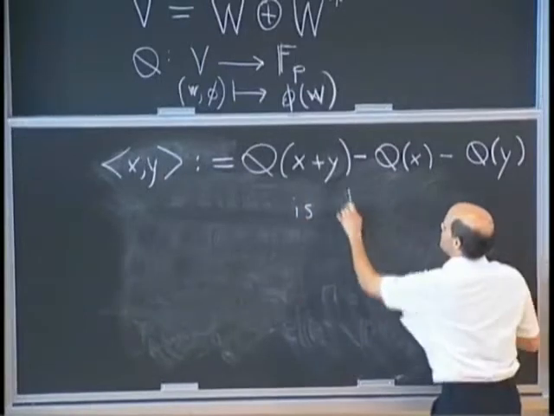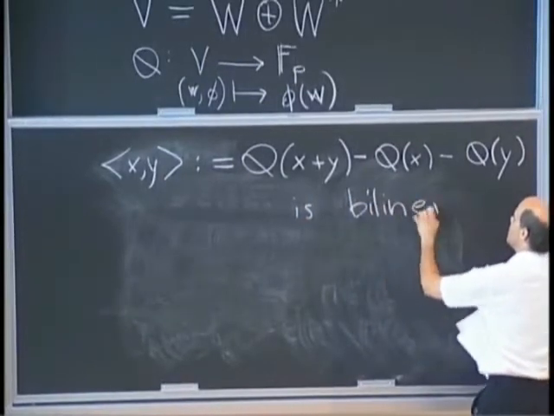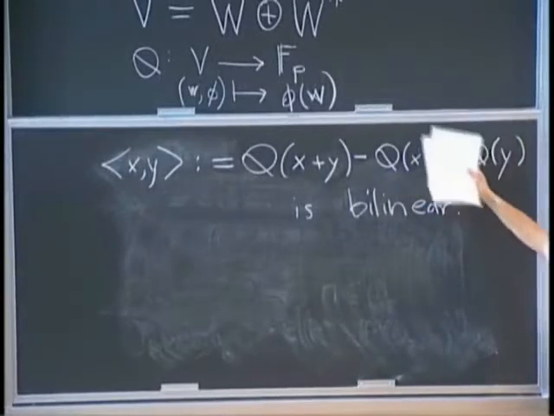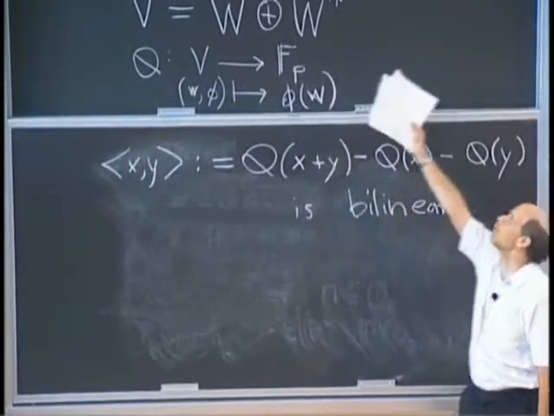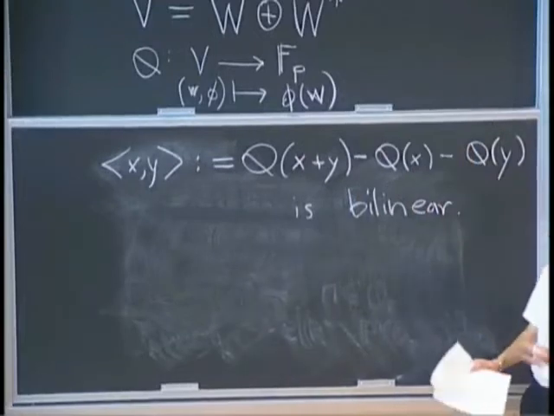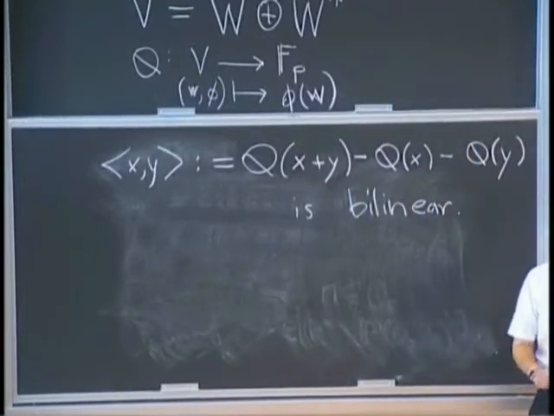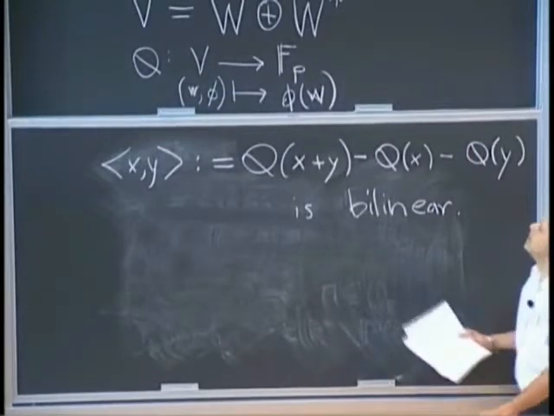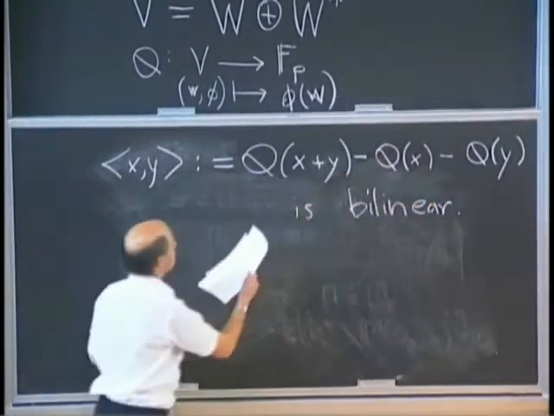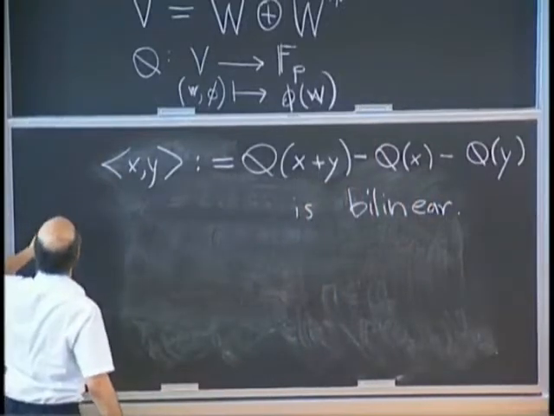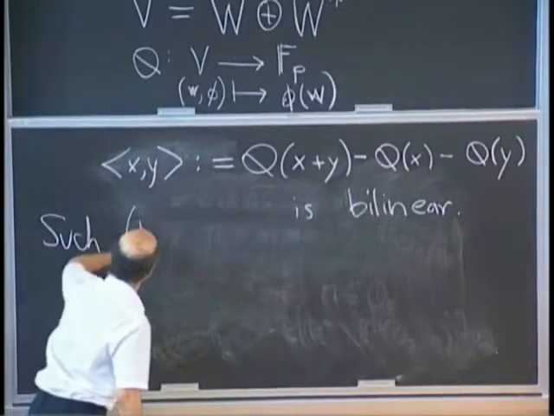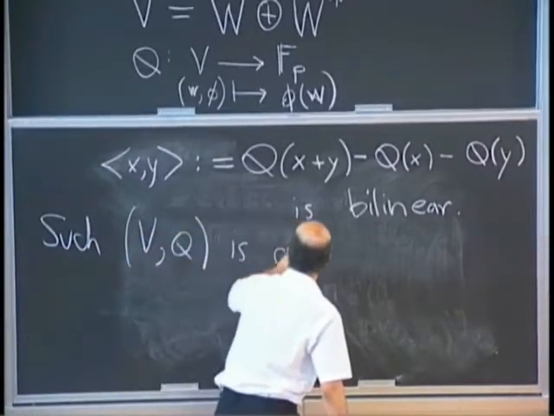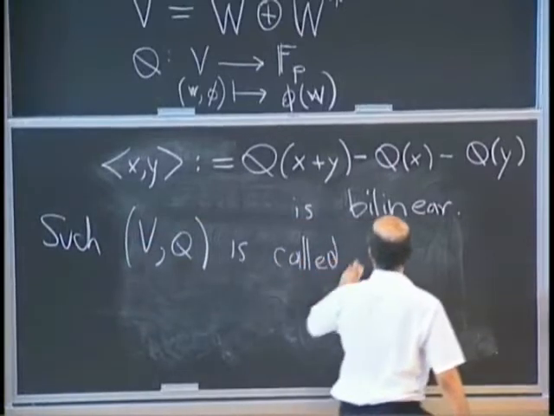This is sort of the simplest kind of quadratic form you could have on a vector space. If you chose a basis for W and the dual basis for W star, then this quadratic form would look like x1 y1 plus x2 y2 plus dot dot dot plus xn yn. Such a V with Q is called a hyperbolic quadratic space.